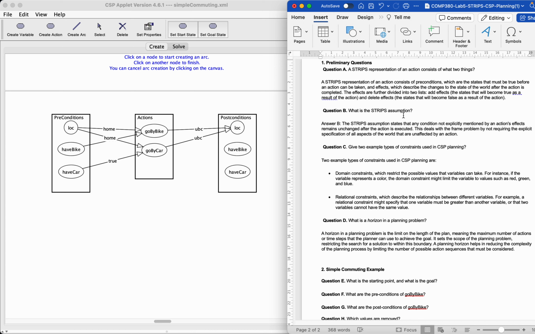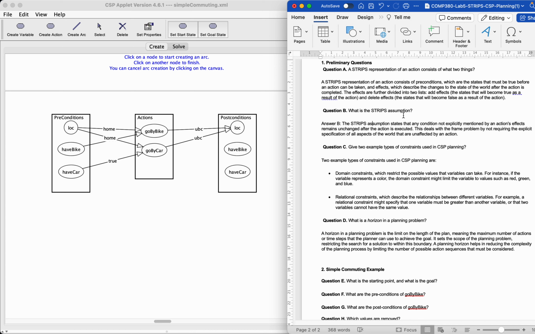In the next part we have the STRIPS assumption. It means that if an action takes place, it does not affect anything else unless it is explicitly mentioned, like in its postconditions. So any action that takes place is not affecting the world unless and until it is mentioned.